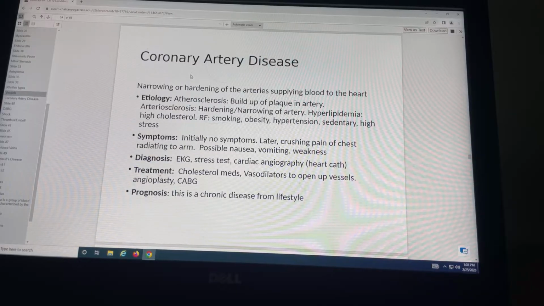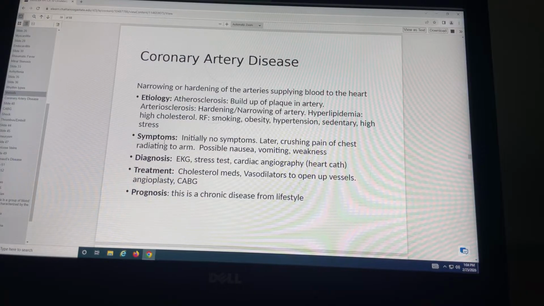Symptoms wise, generally people don't have symptoms. They don't realize it's happening. You can't feel plaque buildup in your body, right? You can't sense that. So generally you don't have symptoms until it's gotten to the point where it's bad. Then you'll start having things like crushing chest pain, right? The reason you're having that crushing chest pain is because the blood isn't getting to the heart, so the heart starts to be in distress and starts to die. That's where the crushing heart pain comes from.